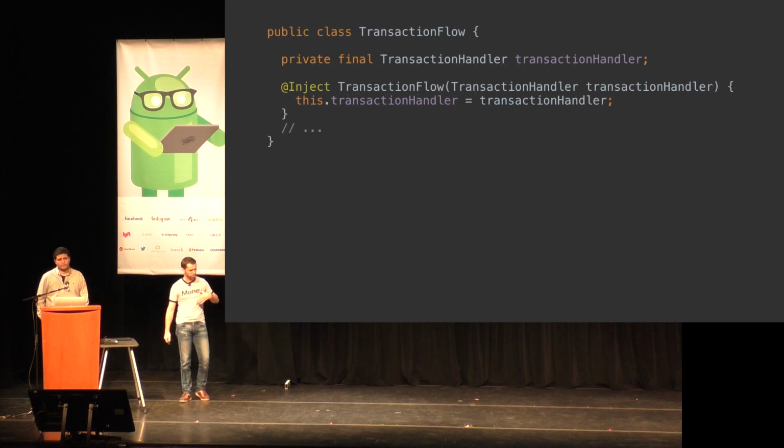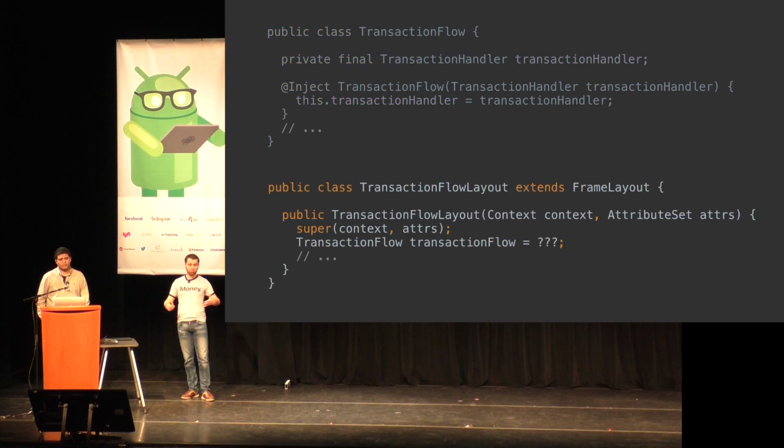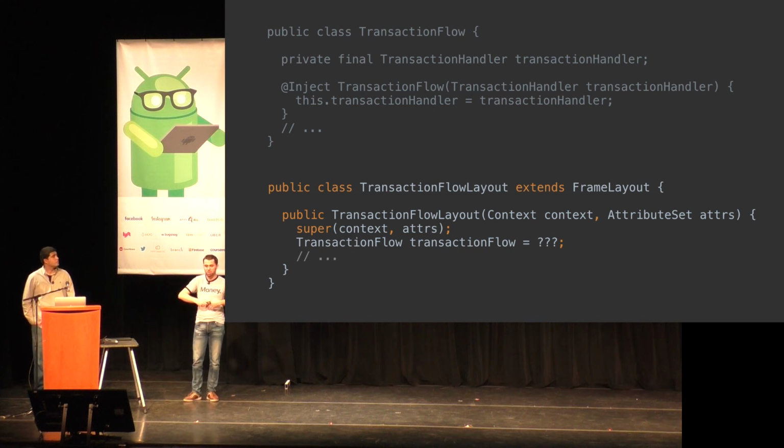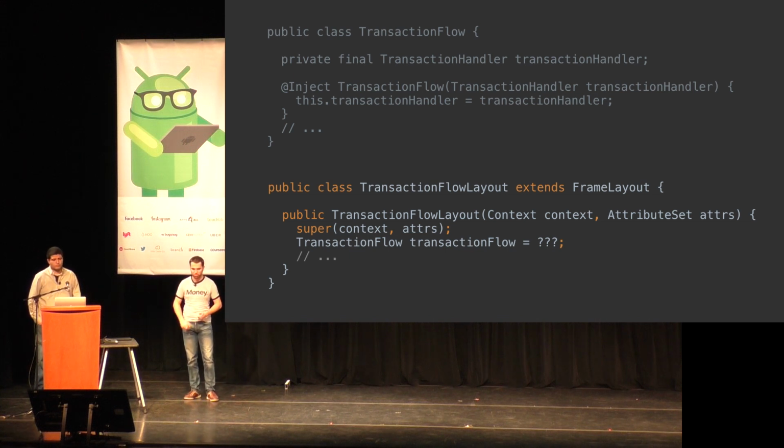So let's say I have a transaction flow object or transaction whatever manager, and it needs the transaction handler, right? So it's a dependency on the transaction handler. And we have a view. Wow, a nice Android view that's created by Android, so not managed by the object graph, right? So the view has no idea how to get a transaction flow because it's not living in the Dagger world. So how does it get a transaction flow?